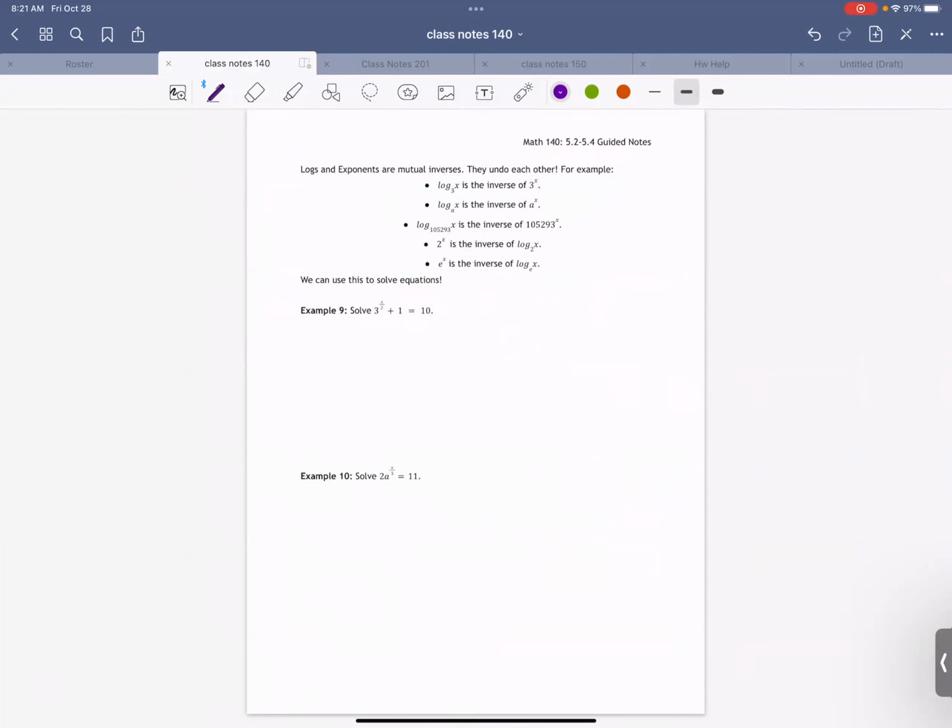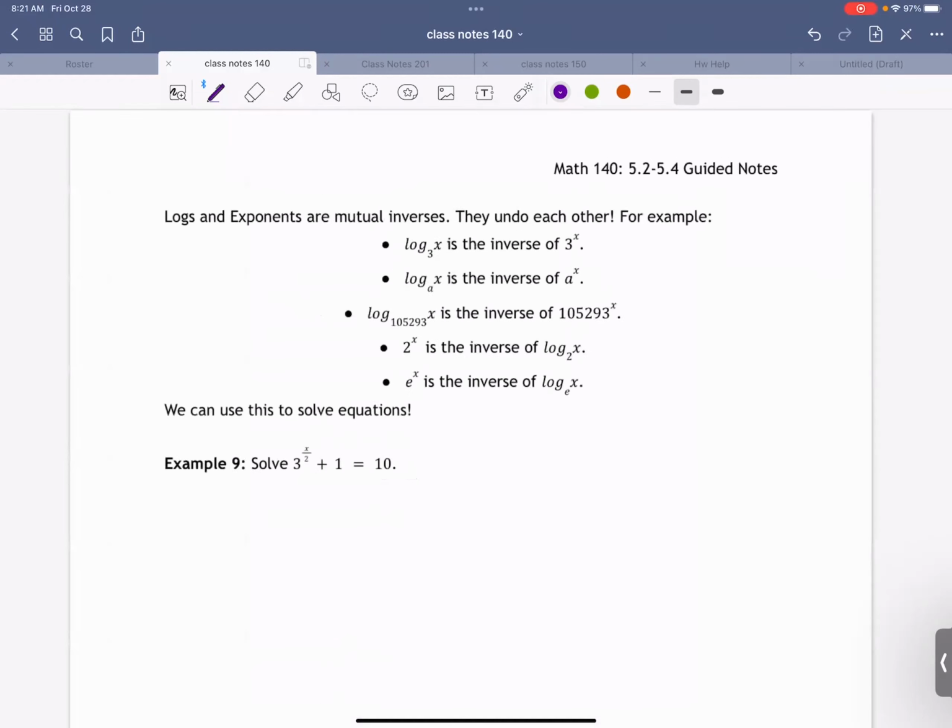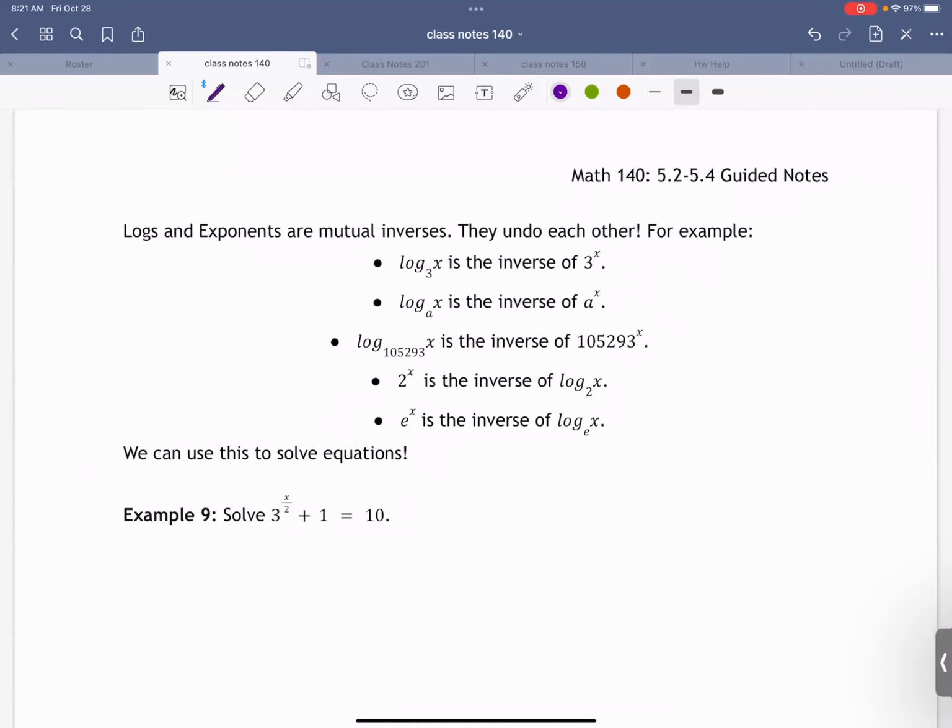All right, so we did a bunch of logs last time. And now I kind of want to tell you why logarithms and exponentials are grouped together in the same packet, the same section in the textbook, and why we even talked about inverses at all.